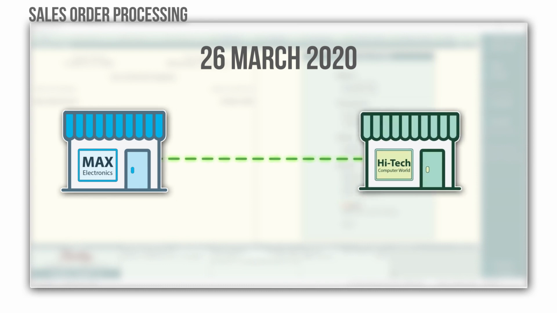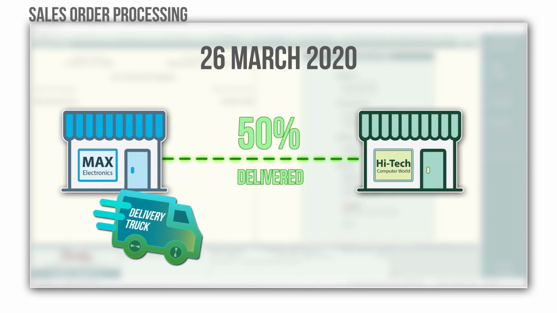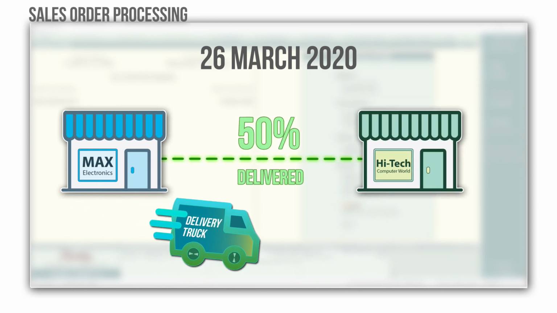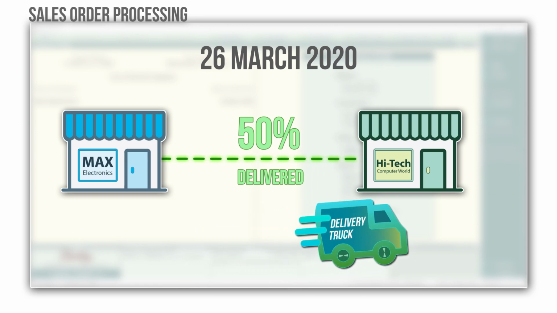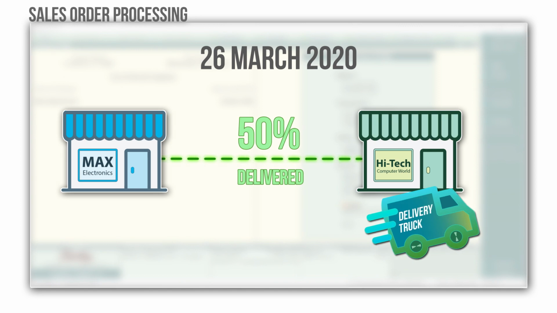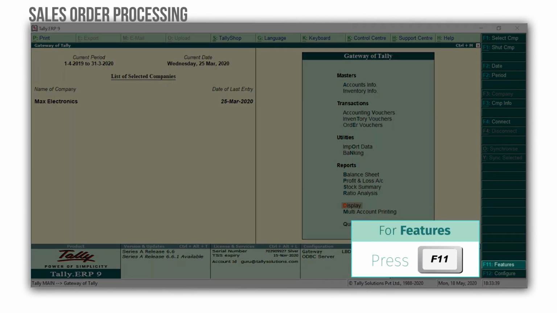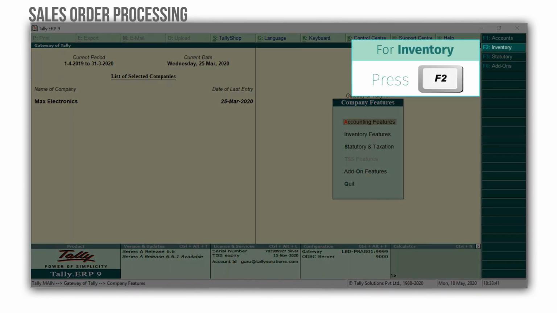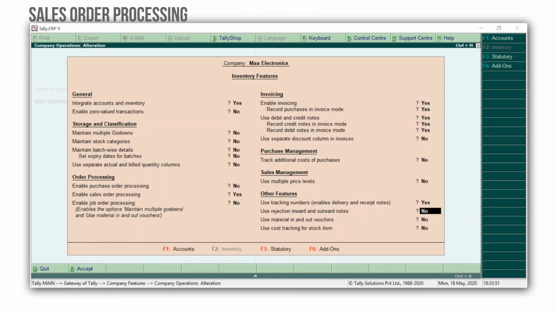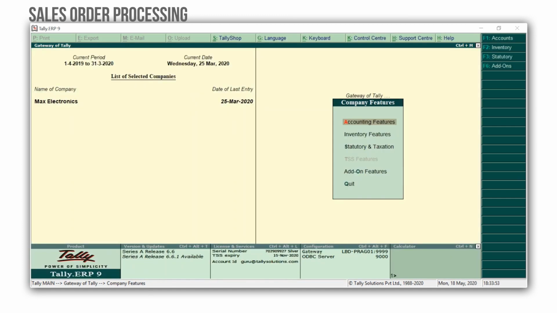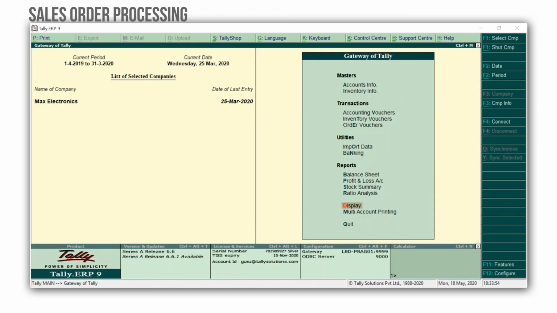On the 26th of March, Max Electronics delivered 50% of the materials against the order received from High-Tech Computer World. To account this, we will be recording a delivery note, which is also known as a delivery challan. Press F11 for features, F2 for inventory features, set use tracking numbers as yes, Ctrl A to accept the screen, press Escape to come back to the gateway of Tally.